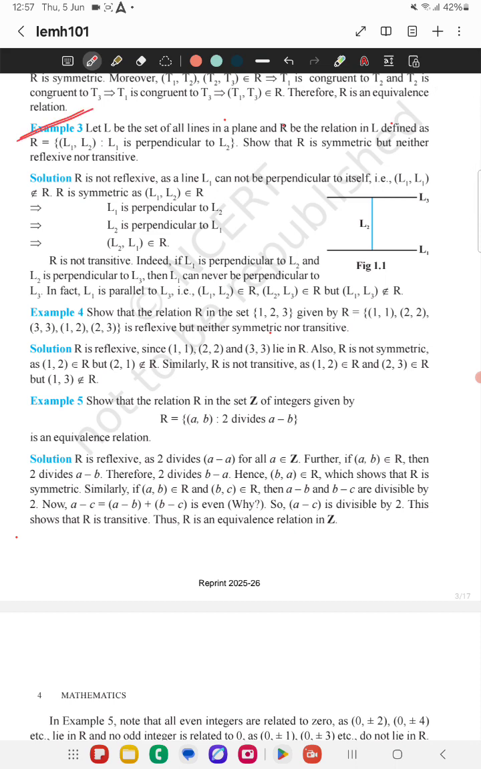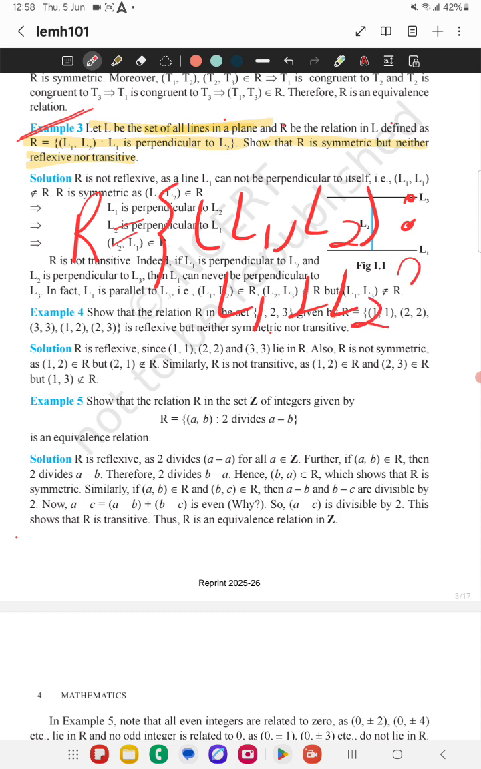This is example third. Let L be the set of all the lines in a plane, and the relation is defined as R = {(L1, L2) such that L1 is perpendicular to L2}, and you have to show that R is symmetric but neither reflexive nor transitive. Okay, so I will start with how the relation is defined.